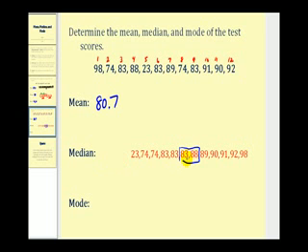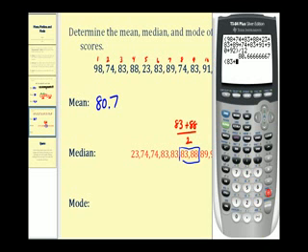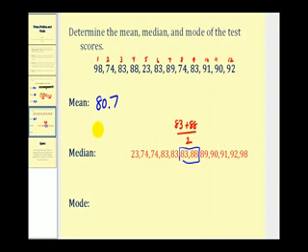So if there are two middle numbers, we have to find the mean or average of these two numbers. So the median will be 83 plus 88 divided by 2. That's going to give us 85.5 for our median. So again, what that means is 50% of the class scored above 85.5 and 50% scored below 85.5.